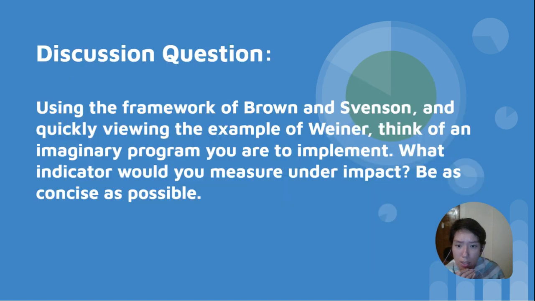Right. For my discussion question, using the framework of Brown and Svensson and quickly viewing the example of Wiener, think of an imaginary program you are to implement and what indicator would you measure under impact, and be as concise as possible.